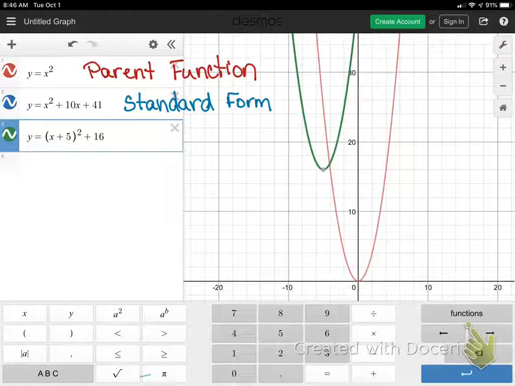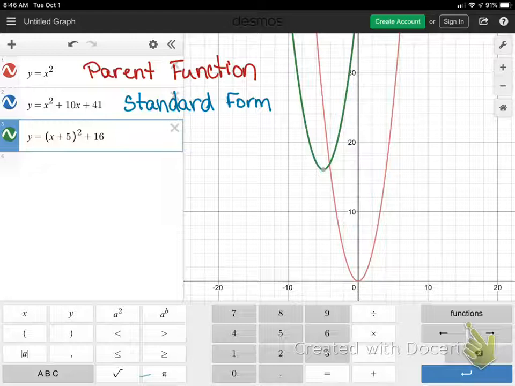Think about translations, shifts, movement of the vertex. What does that look like right there? What about the 16? That's exactly right.